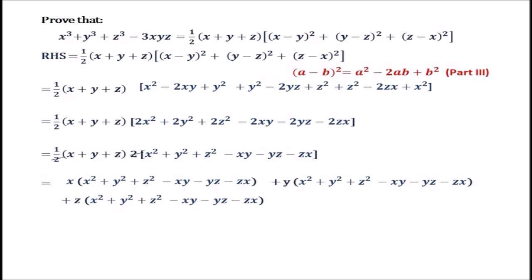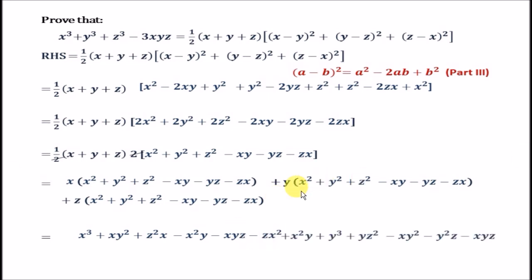Now let's multiply. x into x square, we will have x cube. Plus into plus is plus, x into y square, xy square. Plus x into z square, x z square, or xz square, we can write either way. Plus into minus is minus, x into xy, x square y, so minus x square y. Plus into minus is minus, x into yz, xyz, so minus xyz. Plus into minus is minus, zx into x, zx square, so minus zx square.